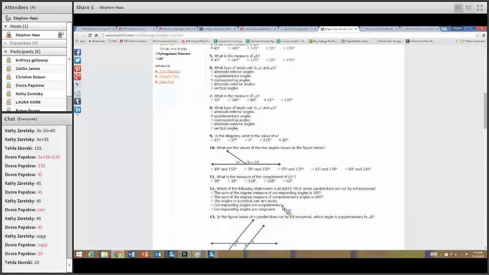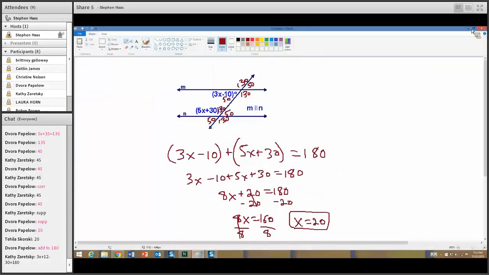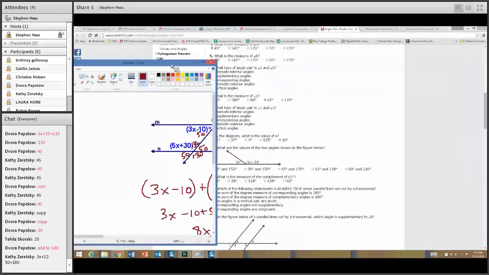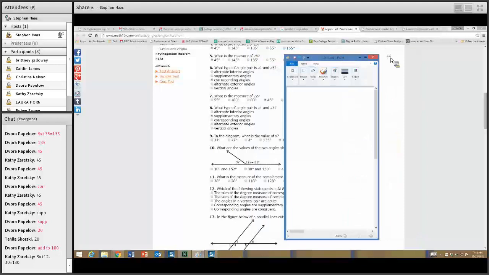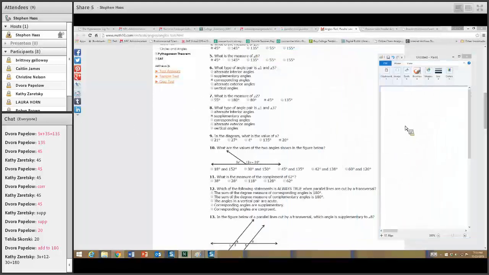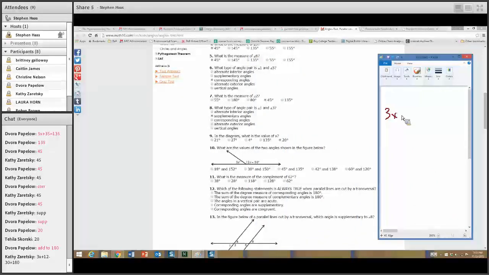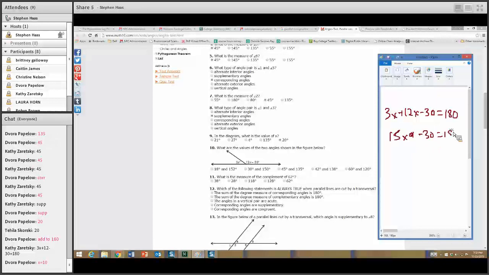What are the values of the two angles shown below? How would we solve this one? They're supplementary, right? 3x and 12x minus 30 are supplementary. Let me open Paint in a little corner here so that we can do this out. Okay, so we got 3x plus 12x minus 30 equals 180 because they're supplementary. They're a linear pair. So that means 3x plus 12x is 15x minus 30 equals 180. Isolate x by adding 30 to each side to get rid of the 30. So we got 15x equals 210.